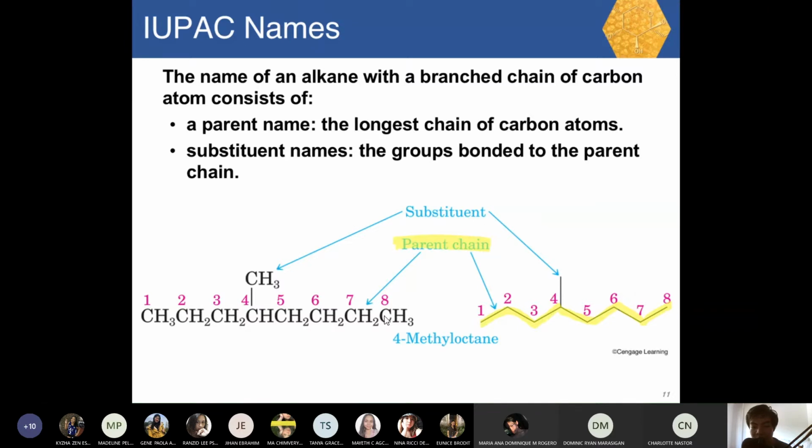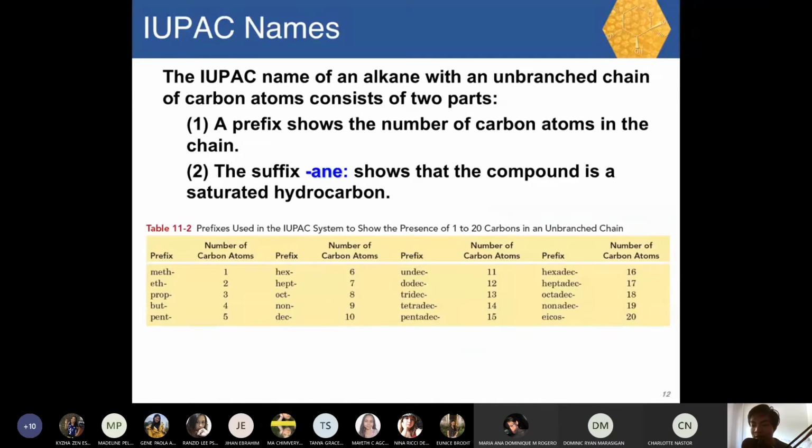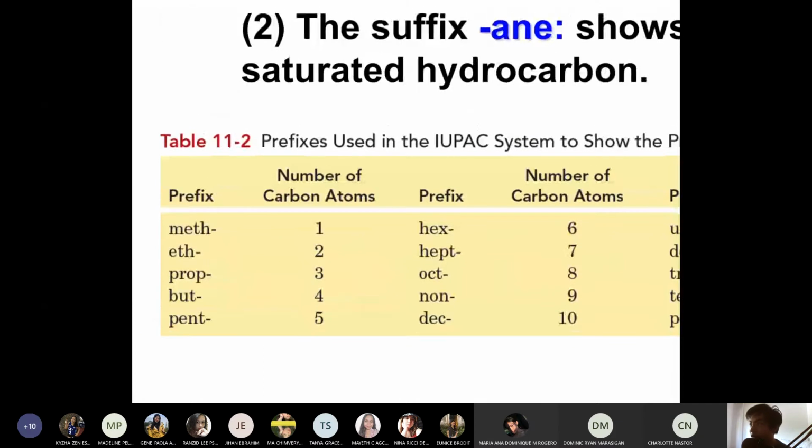Pag nalaman mo yung parent chain, nalaman mo yung number of carbon atoms niya, we will use some prefixes. Yung prefixes na gagamitin natin to help us identify kung ilang carbon atoms meron tayo. Okay? If we have carbon number 1, pag isa lang yung carbon natin, the prefix to be used is meth. Pag dalawa yung carbon natin, eth yung gagamitin. Pag 3, prop. Pag 4, but. Pag 5, 6, 7, and beyond, yung Greek prefixes na. Pent, hex, hept, oct, non, dec.